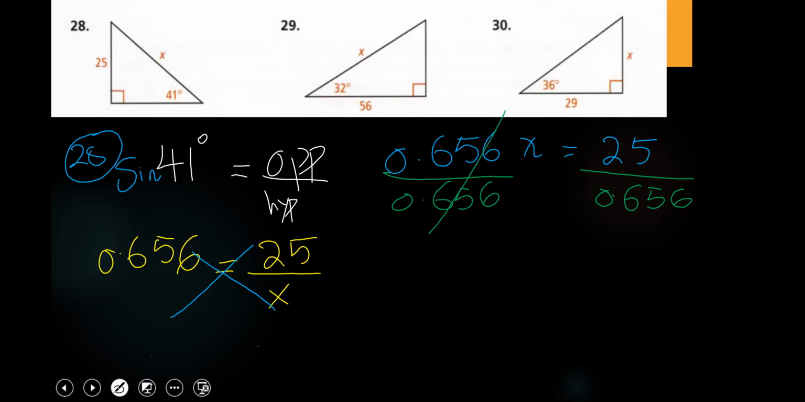Teacher, I divided, I got 0.026. Teacher, I got 38.1. This is 38.1. Now, I want all of you to get this answer. Yes, teacher, I got the same answer. I'm waiting for others, please. Who gets 0.0 something?